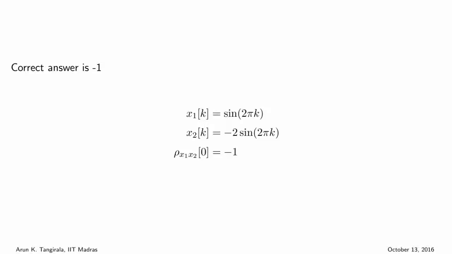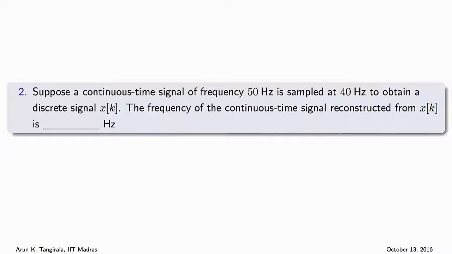In other words, you have x1 which is sine 2 pi k and x2 which is minus 2 sine 2 pi k. As a result, if you look at the correlation between them, and because correlation is a normalized measure, the answer turns out to be minus 1. The negative sign comes about because of the negative sign on the signal x2. Of course, the second signal has an amplitude of 2 as well, but correlation does not look at amplitude differences. As long as they are identical in a normalized sense, you obtain minus 1. So, let us move on to the second question.